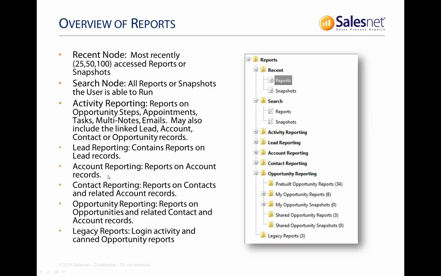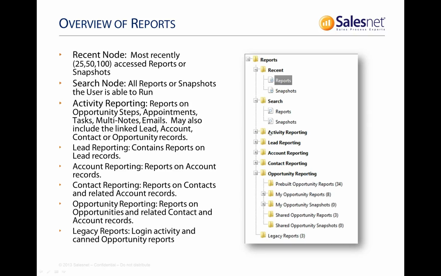Okay, so let's start our section on reports. We'll first have an overview of the reports area and how it's organized. So when you go to the reports tab, you'll see the tree folder structure down the left, and we're organized in our similar data fashion, right? So each one of our major data tabs, lead, account, contact, opportunity, each has a folder in the reports area, so those reports are obviously geared towards those records.